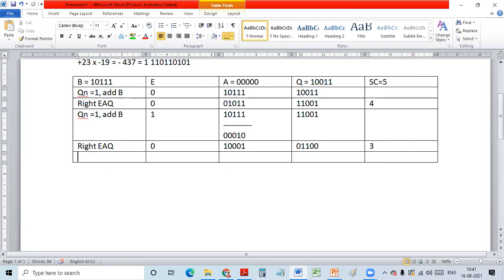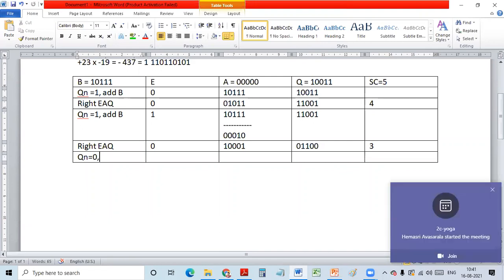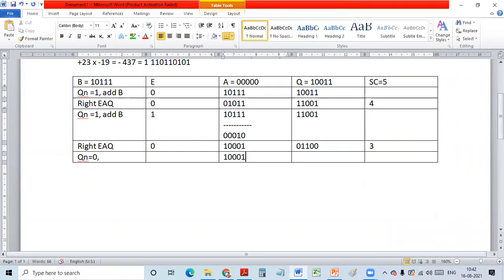Yes, ma'am. Now what is the least significant bit? 0. So since Qn is 0, what do you have to do? You need to right shift. You do not need to add the multiplicand to the partial product, because the inspected bit is 0. 0 multiplied by the multiplicand is nothing but 0, right? So you need not perform addition. Whatever is there in A stays as it is. This addition operation is skipped, but right shifting has to be performed.